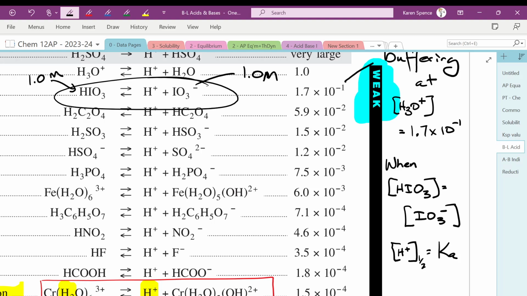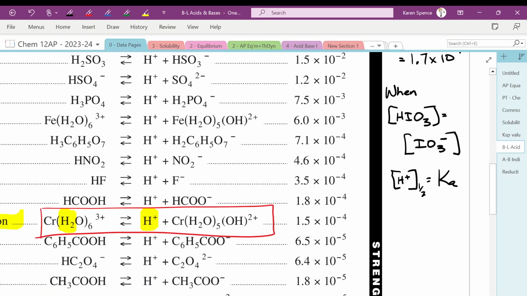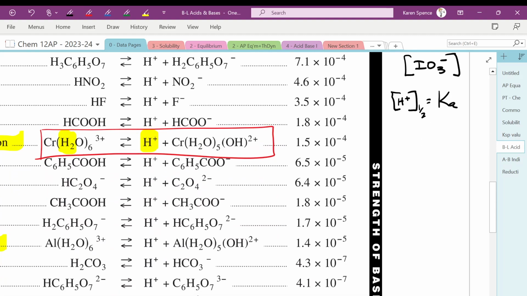So if I said to you, could you please go pick me out an acid that would buffer at, let's see where a good one is, ooh, could you pick me out an acid that would buffer at pH 7?